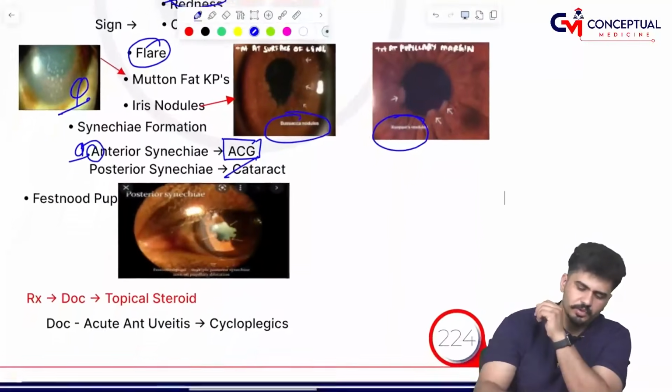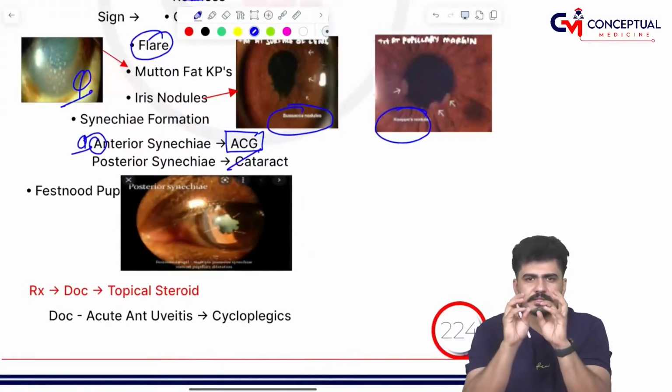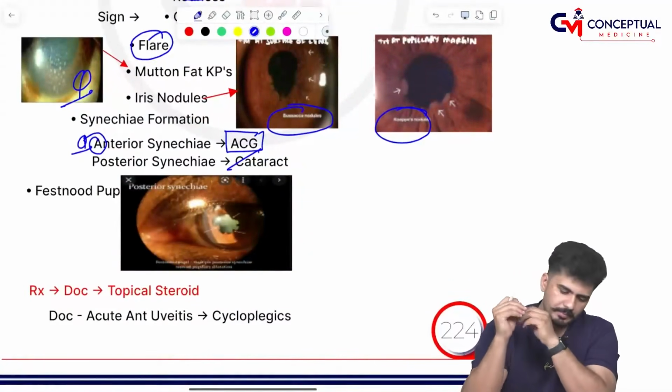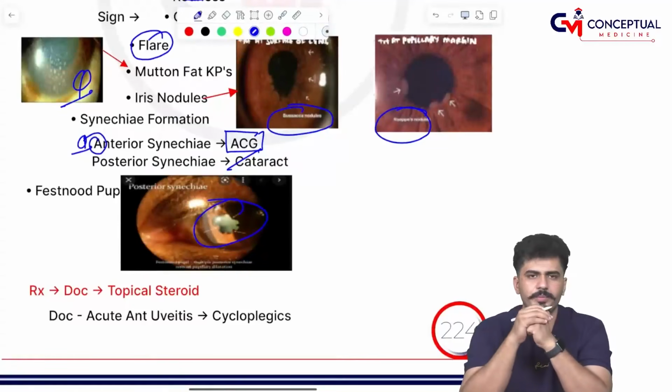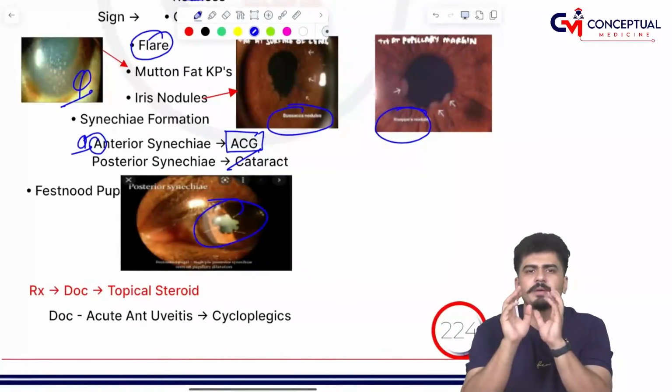Sir, what is this festooned pupil? Festooned pupil means there is a distorted shape pupil, as you can see in this diagram also. Treatment: drug of choice is topical steroid.